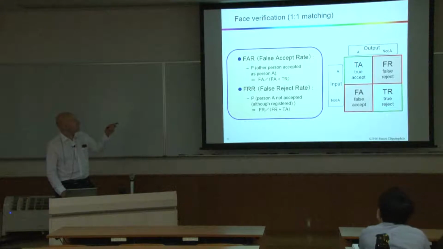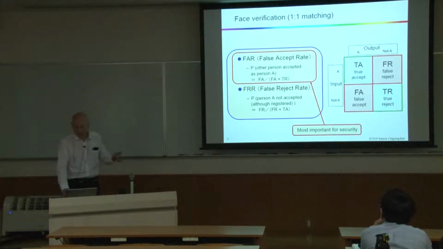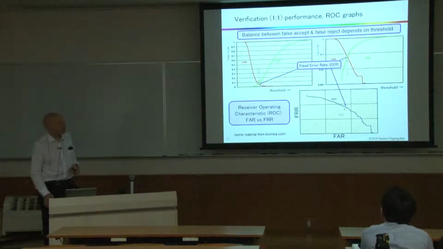So bear in mind this false accept rate is a fairly basic parameter. It's also the most important one for security, because if you let the wrong person into your building or whatever, then you've got bad implications for security.